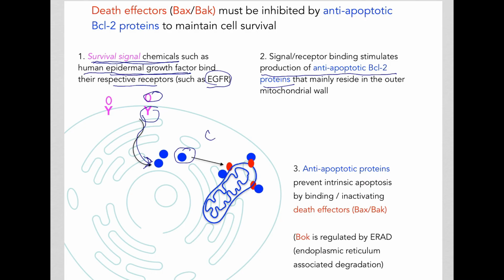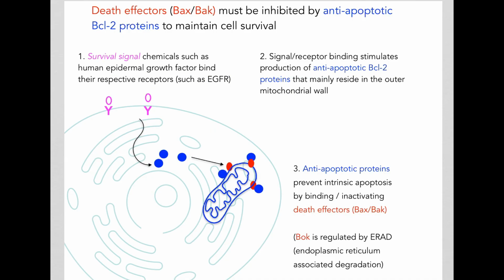So in a healthy cell, we see a lot of these anti-apoptotic BCL2 proteins that mainly go to the outer mitochondrial membrane. In the outer mitochondrial membrane, they will bind with the death effectors. They will inactivate the death effectors. So basically, these death effectors cannot kill the mitochondria, cannot form pores in the mitochondria, and therefore the cell survives. And that's what we see in the healthy state.